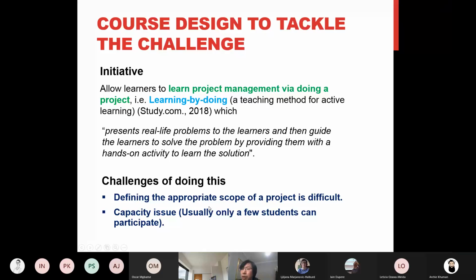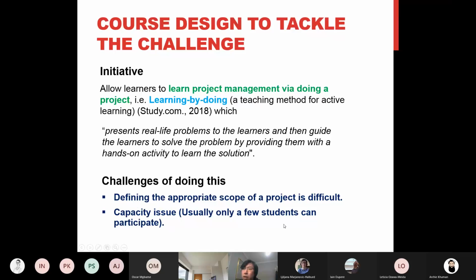For example, if we are going to use a hypothetical project, it's very difficult to be considerate. It may be so different from the real world one. And if we provide them real opportunities, there may be capacity issues.